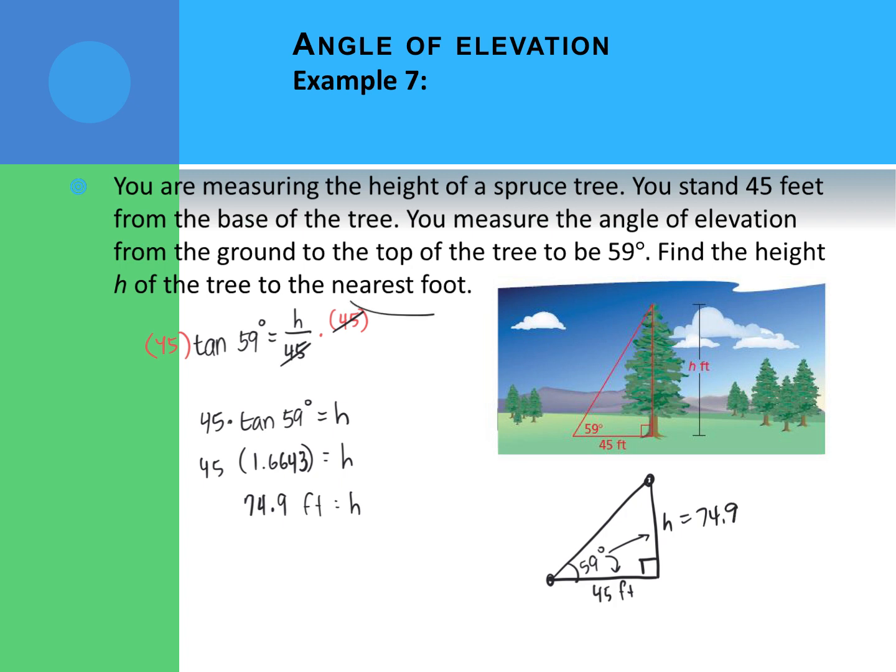Now, it says to the nearest foot, which means I'm going to do 75 feet. So definitely want to round. Approximately 75 feet. Make sure you round it to the correct place value because that matters. And that's how we would use angles of elevation along with our tangent ratio to identify missing parts.